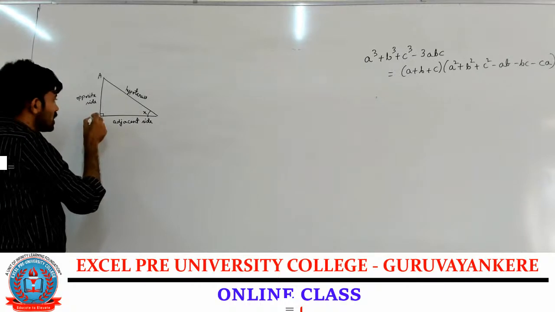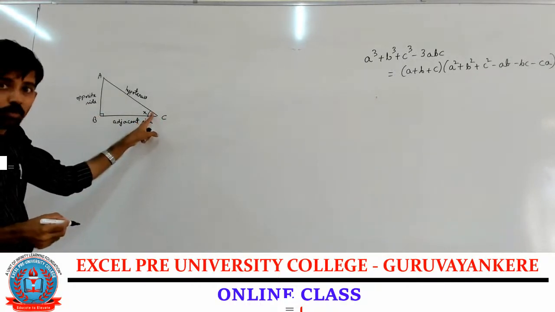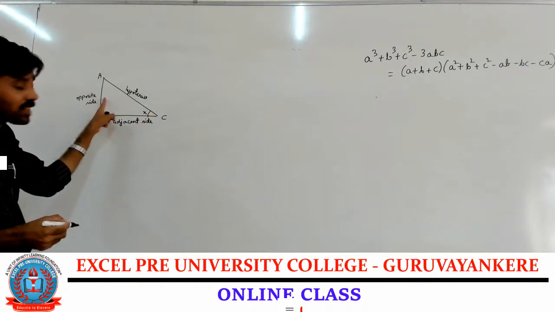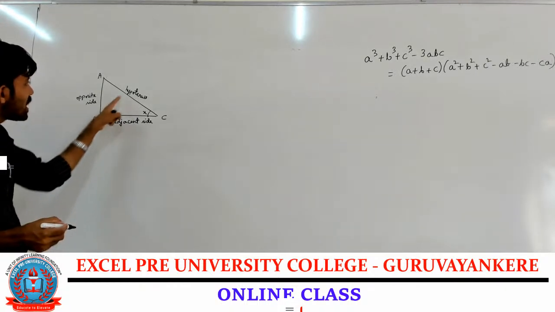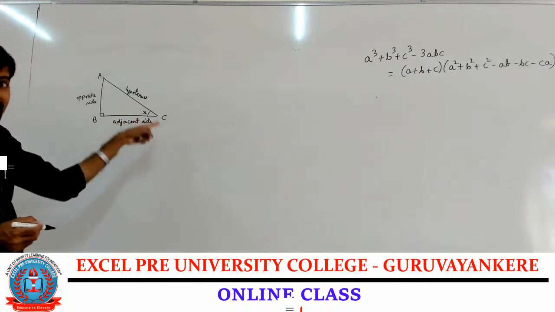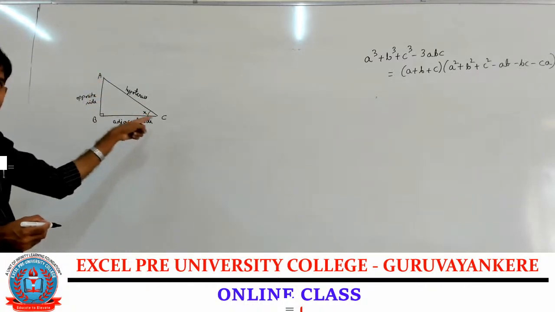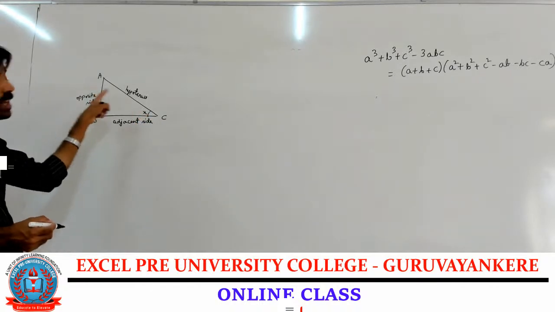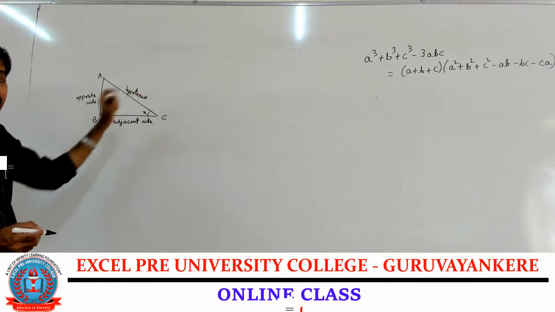In a right angle triangle ABC, if this is the angle x, the side opposite to angle x is called the opposite side. The side adjacent to angle x is called the adjacent side. The side opposite to 90 degrees is the hypotenuse, which is the longest side of the right angle triangle. So we have the opposite side, adjacent side, and hypotenuse.